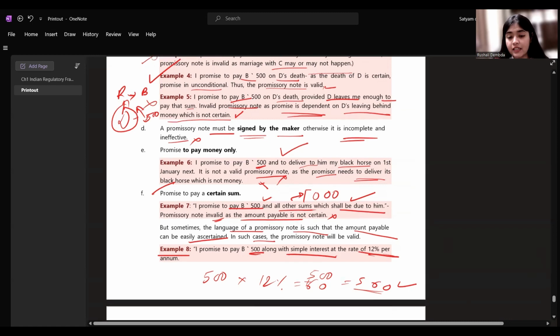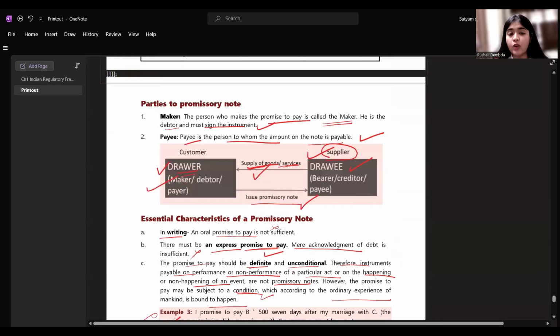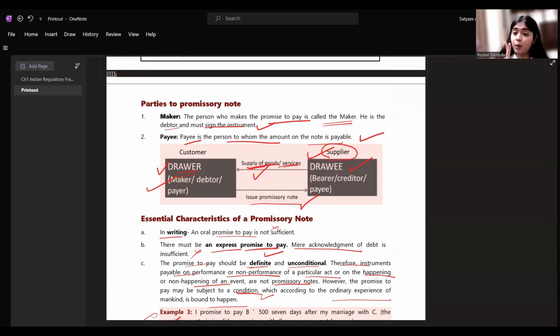Right? I hope we are clear till here: the promissory note and how negotiable instruments work, the introduction of negotiable instruments, and the types of negotiable instruments. There are three types: bill of exchange, promissory note, and checks. These are the major three types.